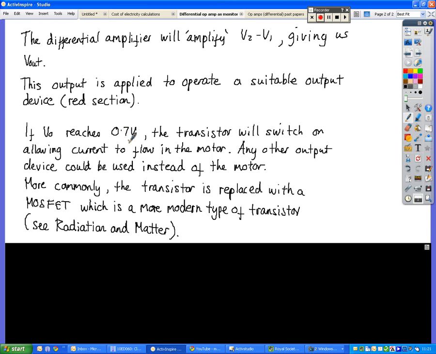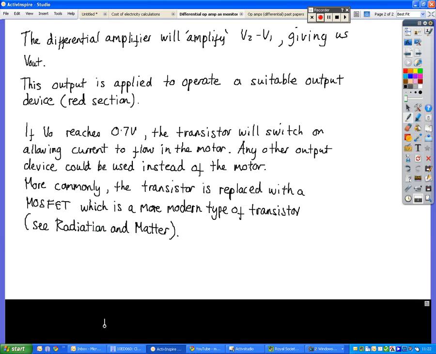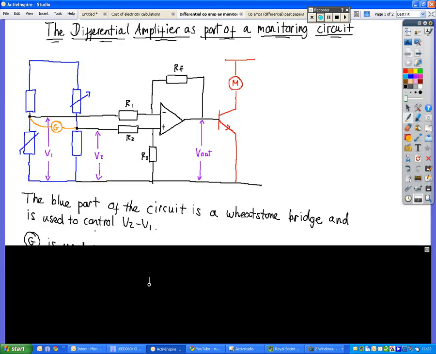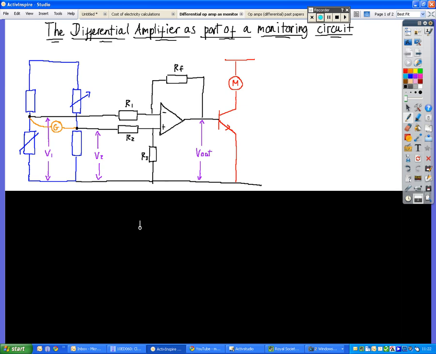For a MOSFET, we'll discuss that later once we get to radiation and matter. But it reaches a certain voltage, switches on, allows current to flow, switches that motor on. That motor could be replaced by any type of output device. It doesn't necessarily always have to be a motor. It could be anything like a bulb, an LED, a relay or a solenoid, anything like that. But it will usually be explained in the question what the output device is going to do.